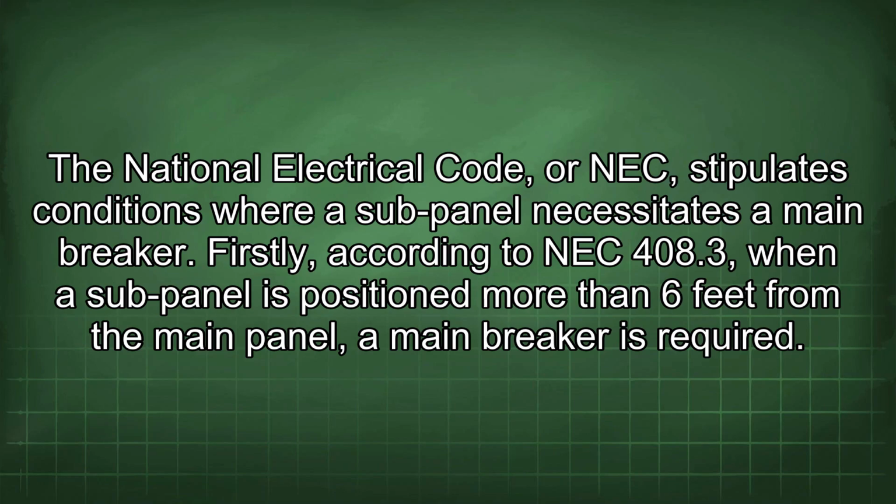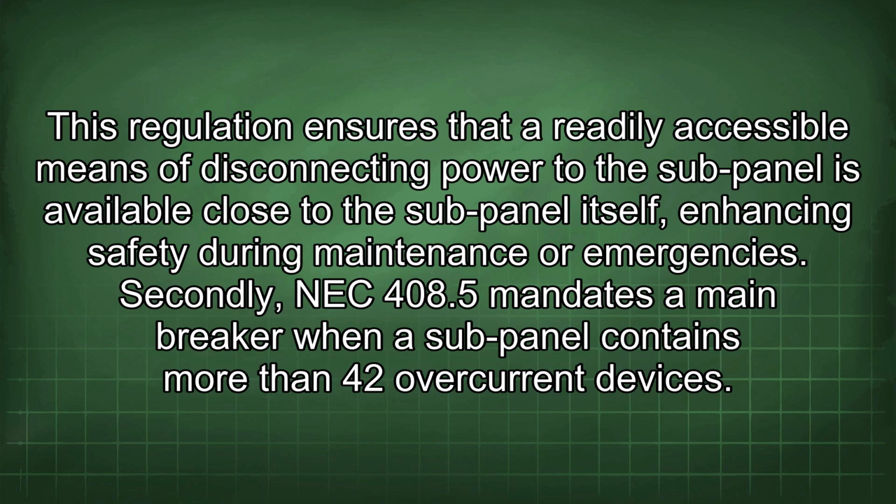The National Electrical Code, or NEC, stipulates conditions where a subpanel necessitates a main breaker. Firstly, according to NEC 408.3, when a subpanel is positioned more than 6 feet from the main panel, a main breaker is required. This regulation ensures that a readily accessible means of disconnecting power to the subpanel is available close to the subpanel itself, enhancing safety during maintenance or emergencies.